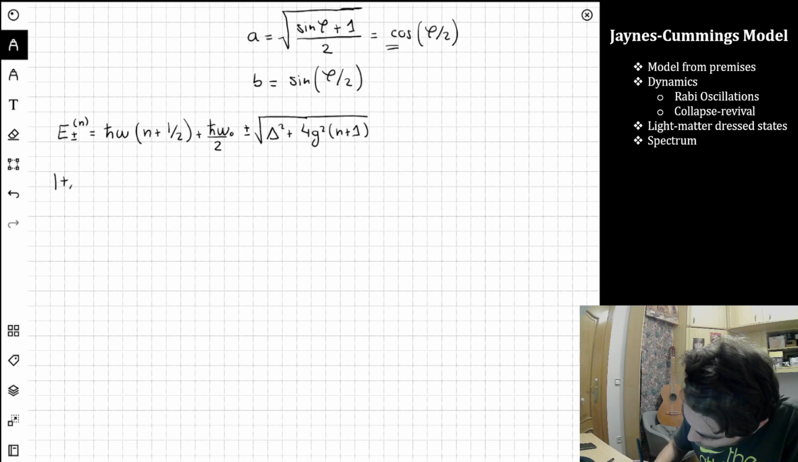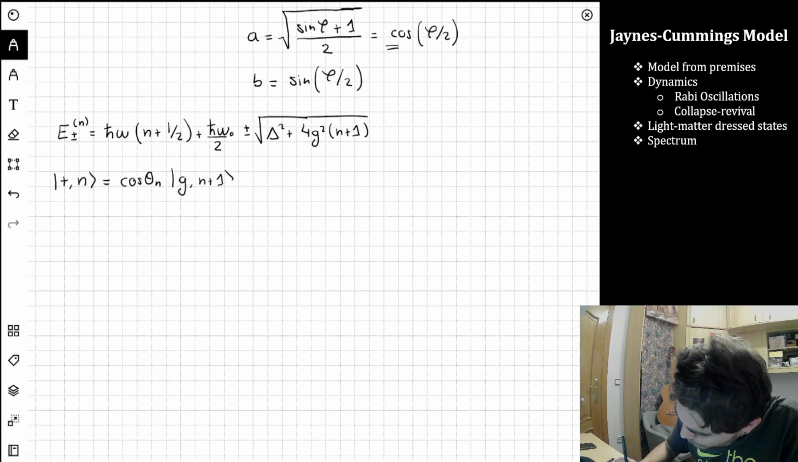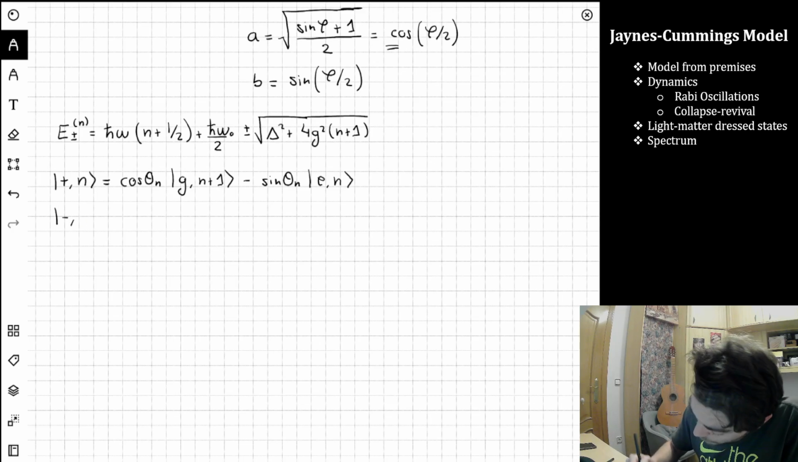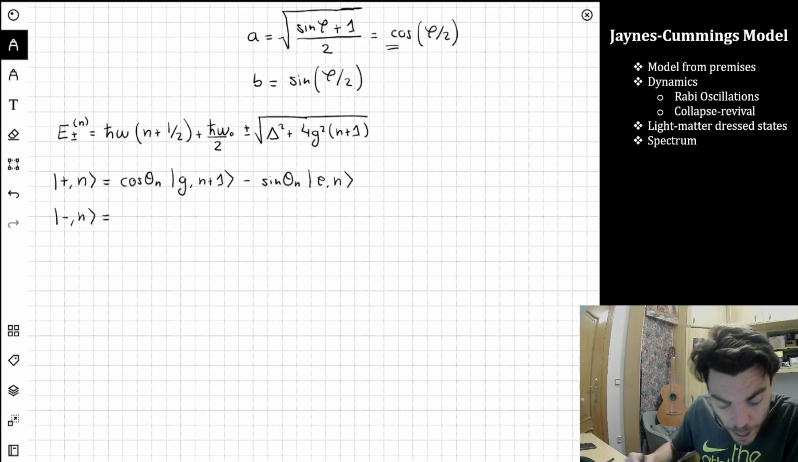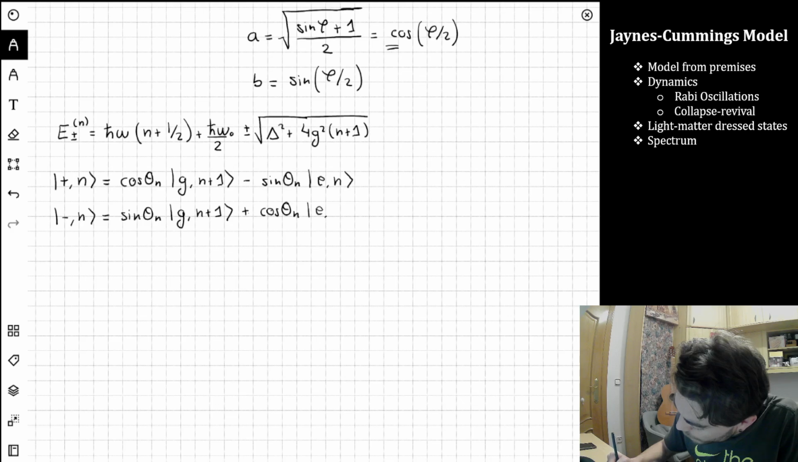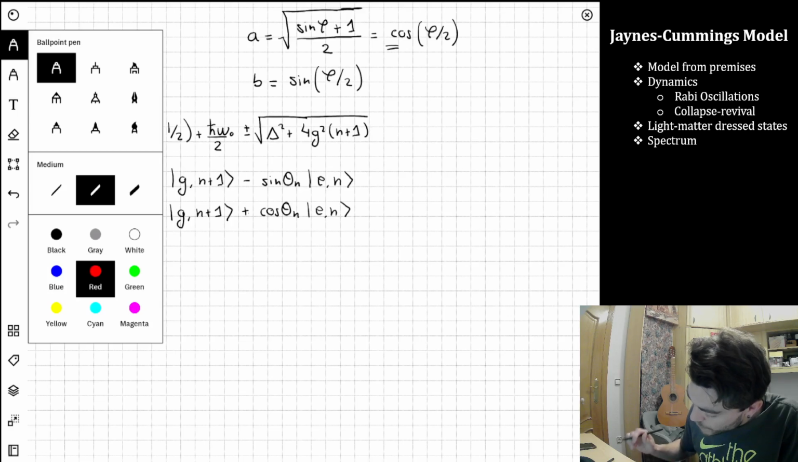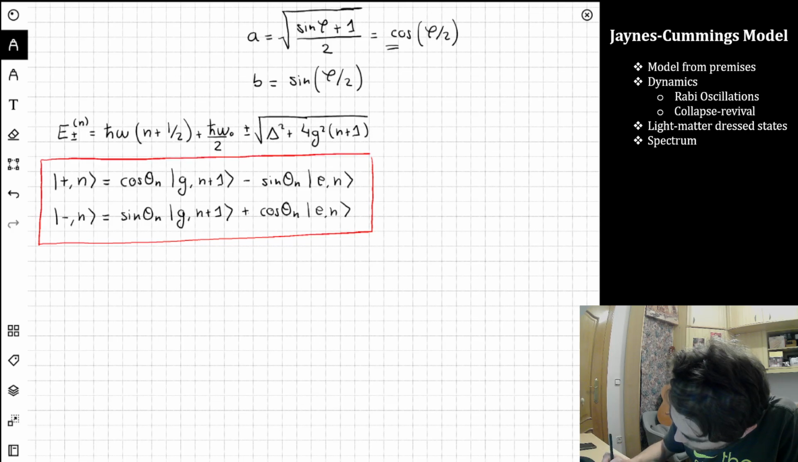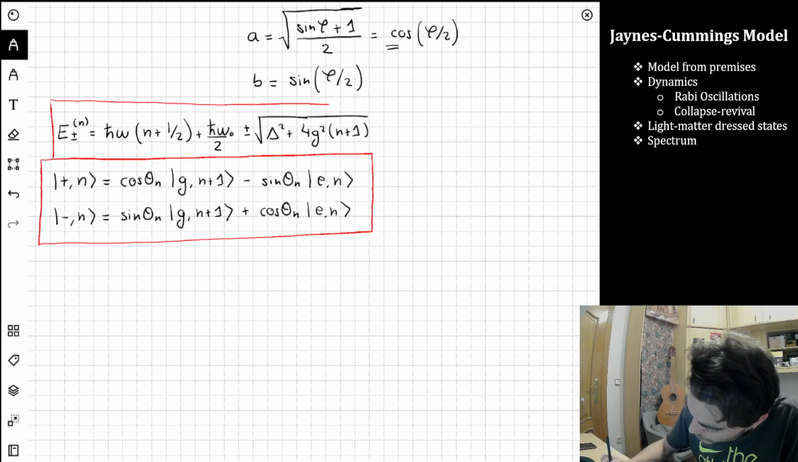Then the eigenstates that we denote plus n and minus n can be defined, if you do the math a little more properly than what I did here, as: |+n⟩ = cosθ_n |g,n+1⟩ minus sinθ_n |e,n⟩, and the other eigenstate, which we denoted as |−n⟩, is sinθ_n |g,n+1⟩ plus cosθ_n |e,n⟩. This is the main result of this section, because these are the dressed states, and these are the energies associated with these dressed states.